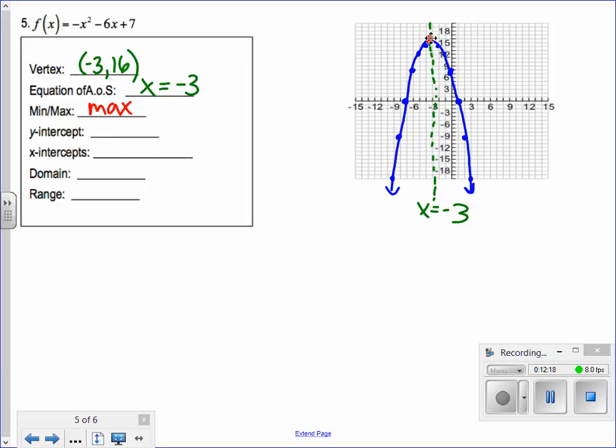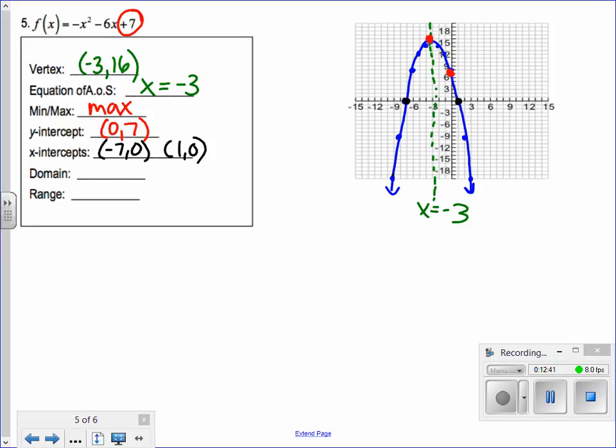The y-intercept is where you cross the y-axis, which is at 0, 7 this time. Again, notice that the 7 is the constant on the end of the standard form of the quadratic. The x-intercepts are where the graph crosses the x-axis. Those are at -7 and +1.